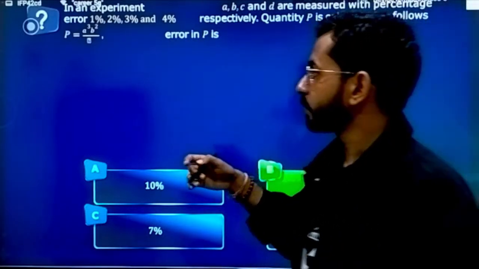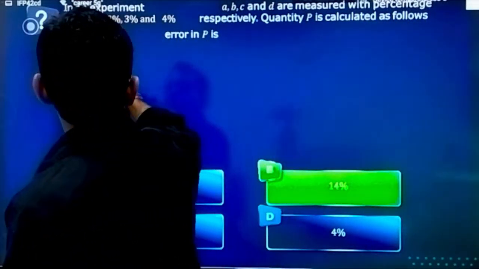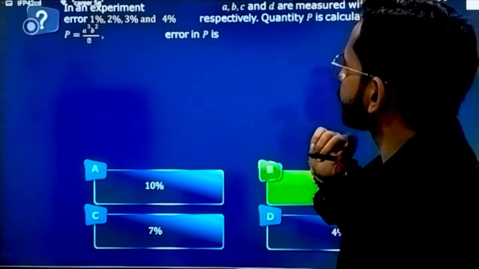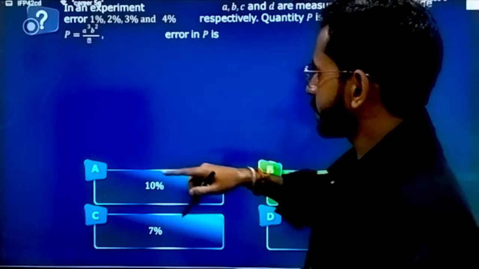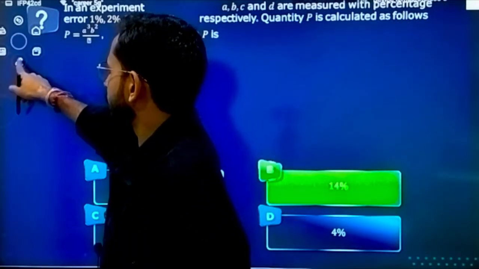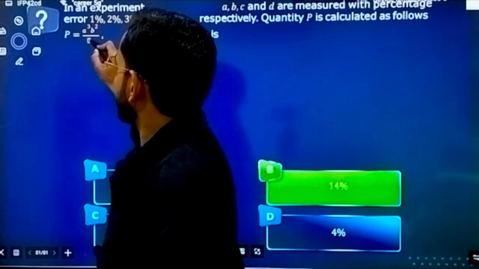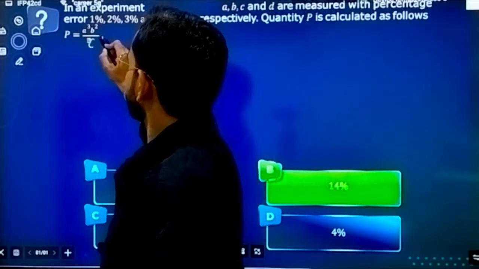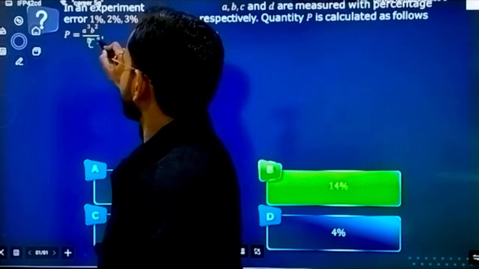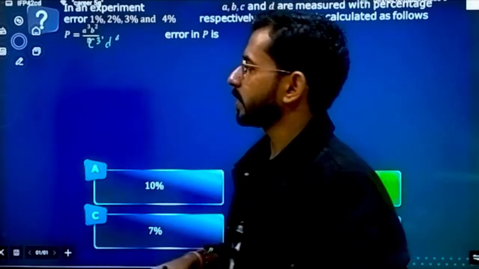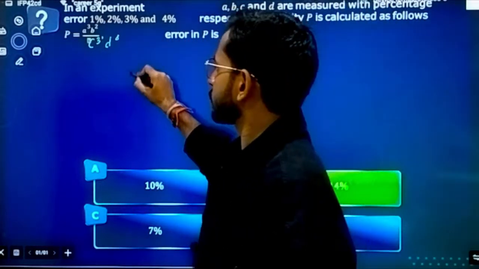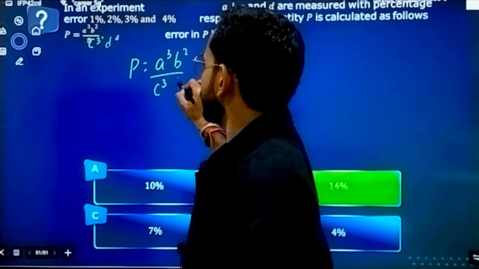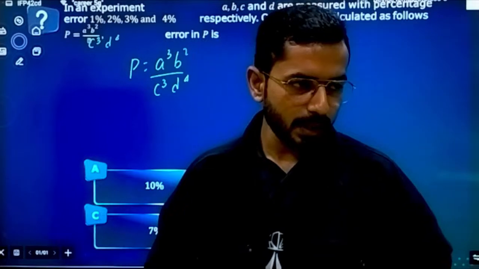Let's take an example. Basic question is there. Some values are missing here. See how to solve this kind of question. Let's suppose I am framing my own question. Let's suppose p is given as some value: a power 3, b power 2, c power 3, d power 4. Let's suppose this is the question.